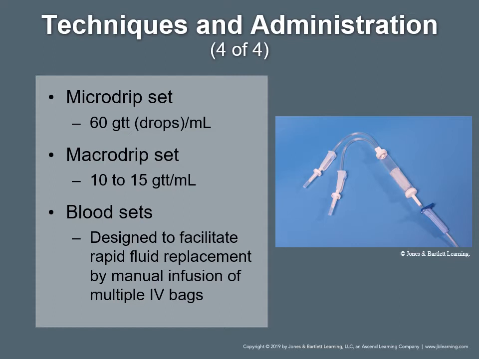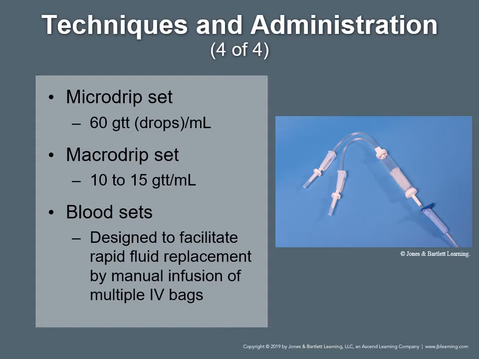A macro drip allows 10 to 15 drops per milliliter. Large opening between the piercing spike and the drip chamber, and is best for rapid fluid replacement. Blood sets are a special type of macro drip set. It's designed to facilitate rapid fluid replacement by manual infusion of multiple IV bags or IV and blood replacement combinations. Most sets have dual piercing spikes that allow 2 bags of fluid to be hung simultaneously for the same patient.